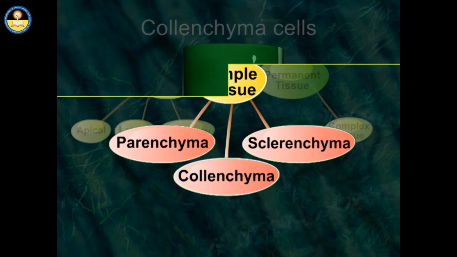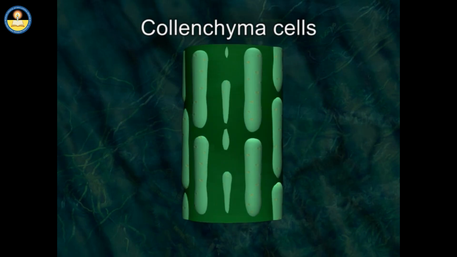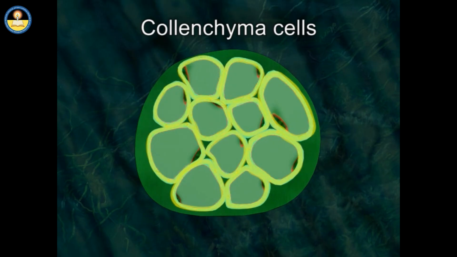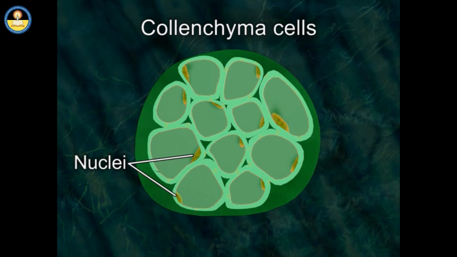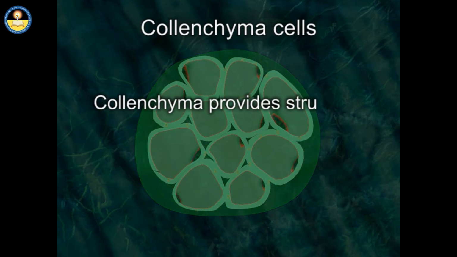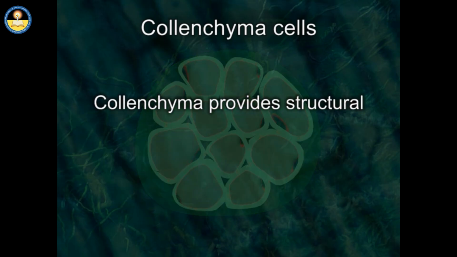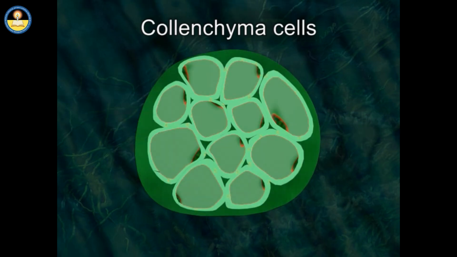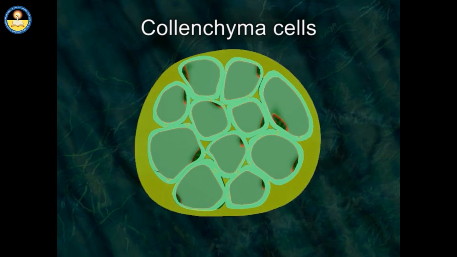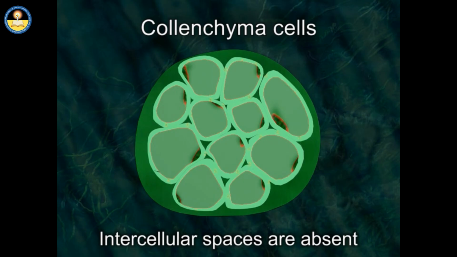Collenchyma. Collenchyma cells are elongated and have unevenly thickened cell walls. Like parenchyma cells, they are still alive when mature. Collenchyma provides structural support, particularly in growing shoots and leaves. The cells are characterized by the deposition of extra cellulose at the corners of the cells. In collenchyma, intercellular spaces are generally absent.